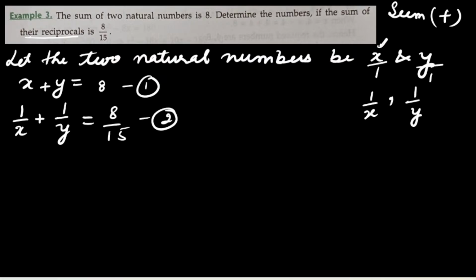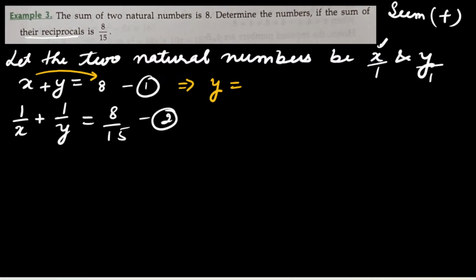So I've got two equations, but a quadratic equation should be in one variable. So what we can do is, from the first equation, we can find the value of x or y. We can find the value of one of the variables. So let's say the value of y, I'll find the value of y.